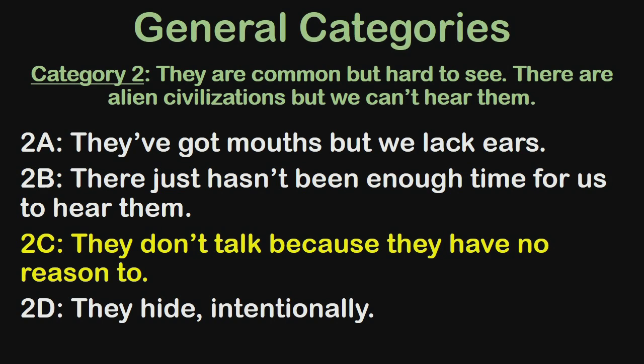Category 2C. They don't talk because they have no reason to do so. Examples here would be that they just don't see a benefit to talking to other aliens, and maybe even consider it harmful, as we'll discuss with interdiction later in Category 4.